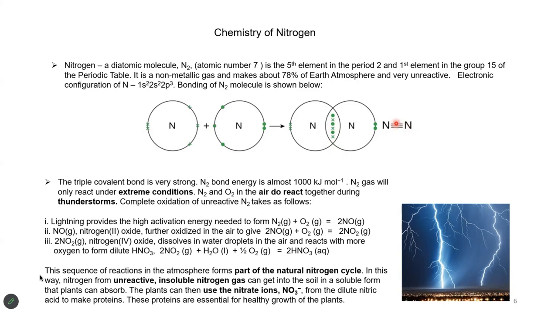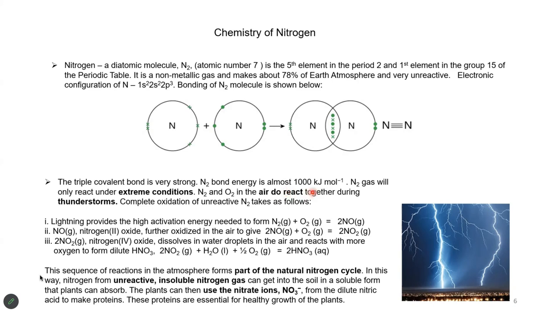If we remember, in this triple bond, one is a sigma bond and two are pi bonds. And then we have two lone pairs of electrons. That is how all the bonding in the diatomic nitrogen molecule can be explained. It has a very high bond energy, about 1000 kilojoules per mole. Therefore the bonding is very strong and it is unreactive.